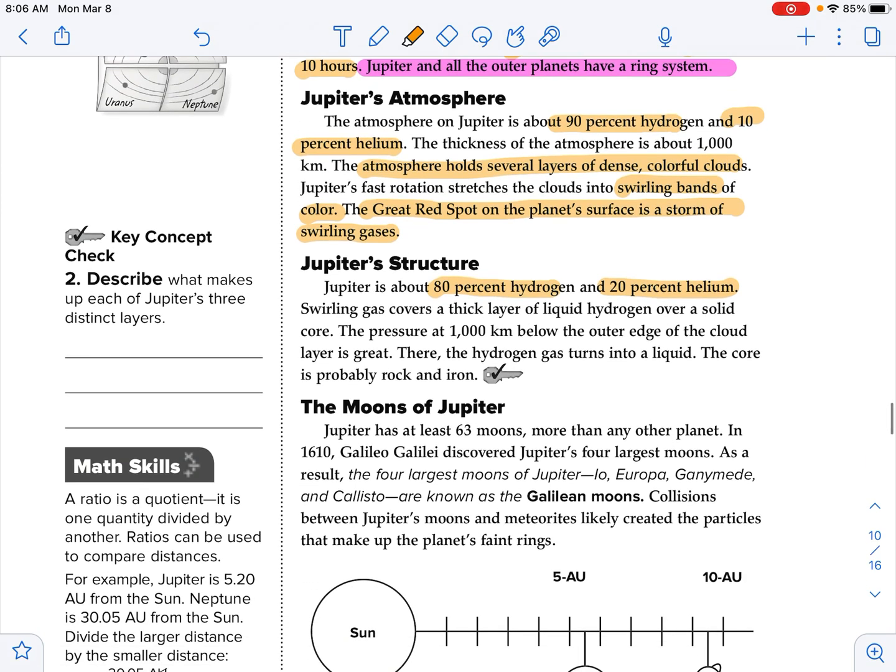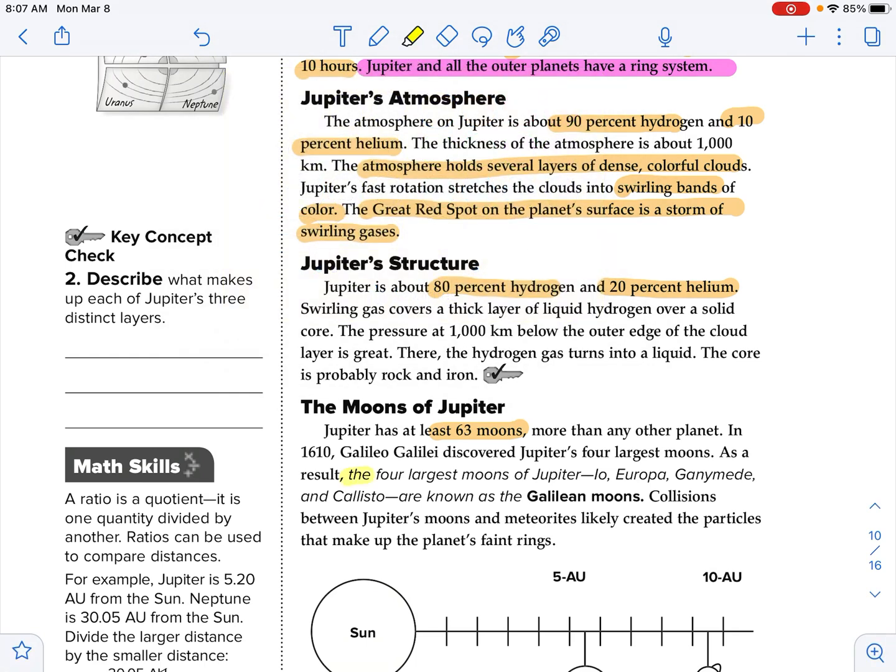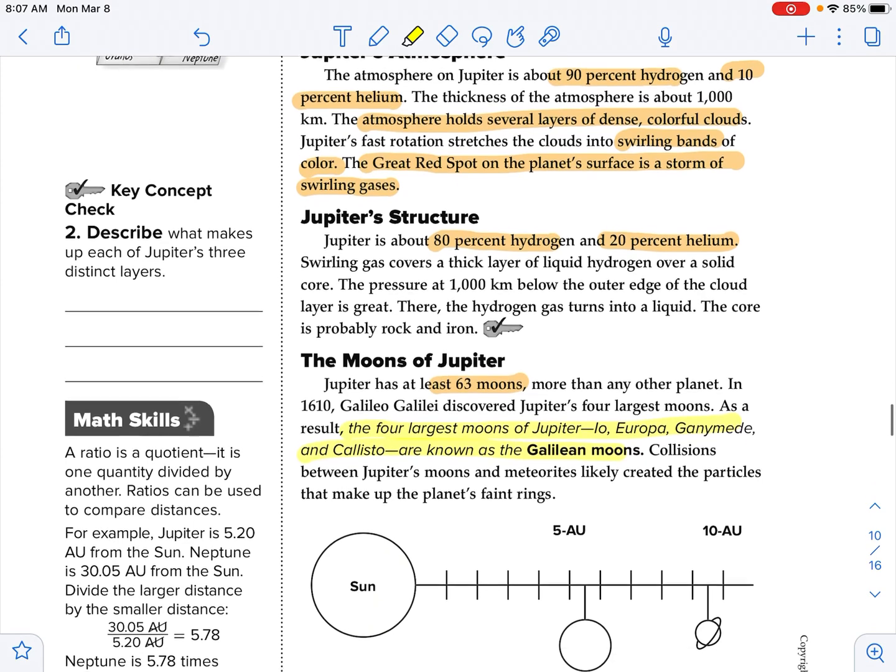The moons of Jupiter. Jupiter has at least 63 moons, more than any other planet. In 1610, Galileo Galilei discovered Jupiter's 4 largest moons. As a result, the 4 largest moons of Jupiter, Io, Europa, Ganymede, and Callisto, are known as the Galilean moons. All right, so there is our vocab. Collisions between Jupiter's moons and the meteorites likely created the particles that made up the planet's faint rings.